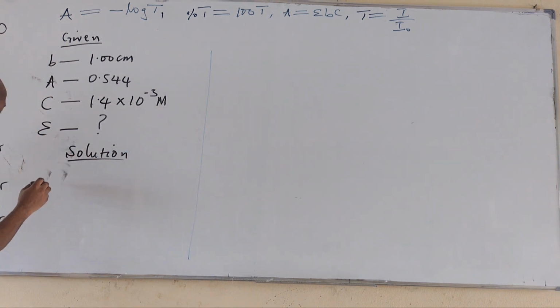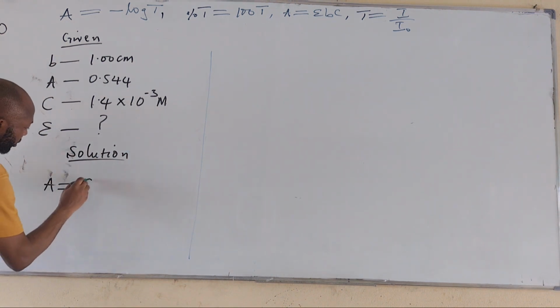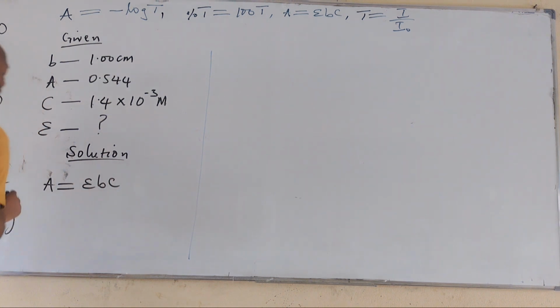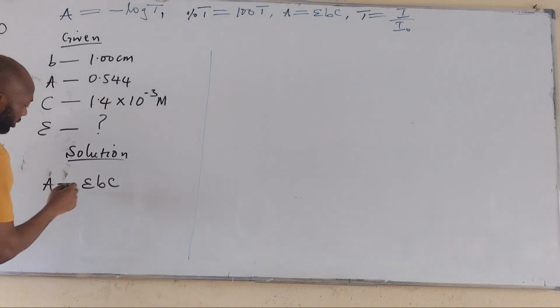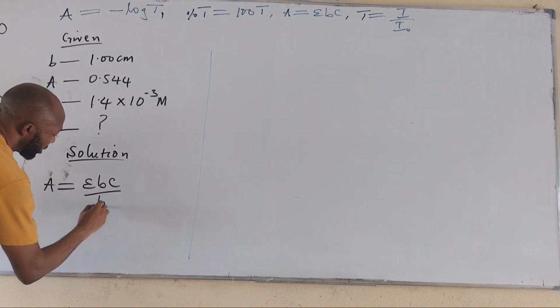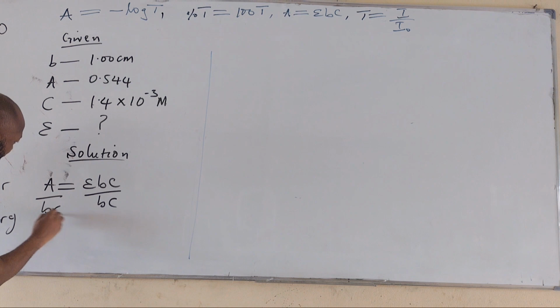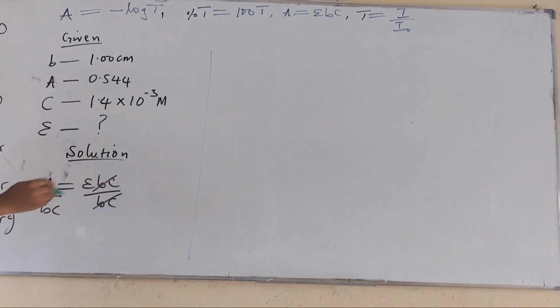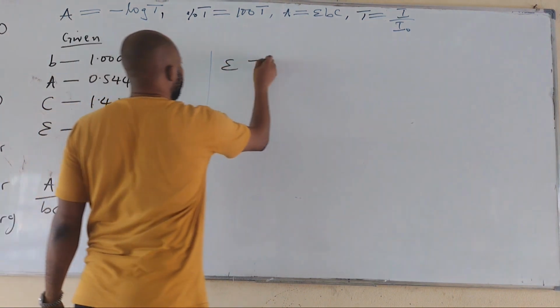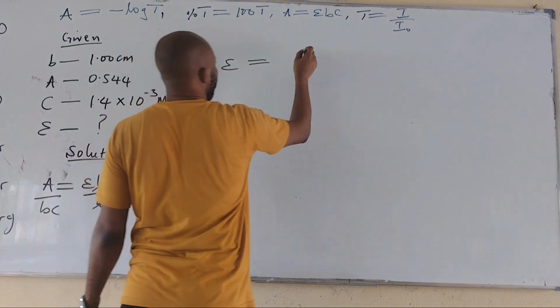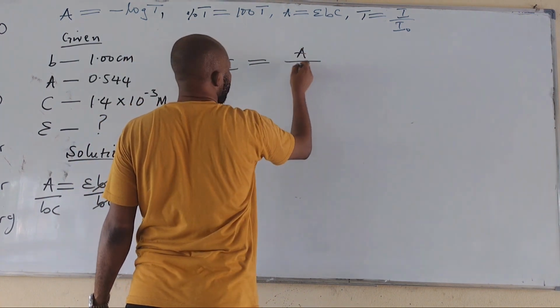We say A equals EBC. We are looking for E, so we divide both sides by BC, and our E is equal to A over BC.